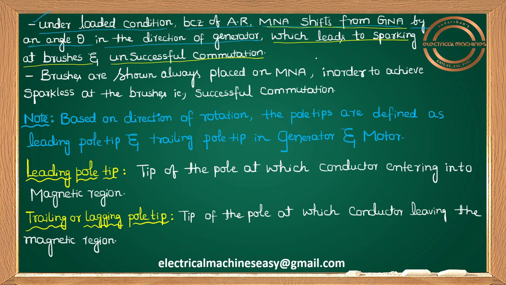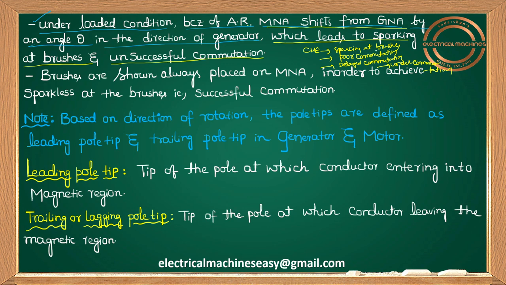I already told you, because of the cross magnetizing effect we have sparking at the brushes, or I can say unsuccessful commutation, poor commutation. I'll tell you, the commutation problem topic is there, you will have some clarity. Poor commutation, or I can say delayed commutation, or under commutation. So many problems will come into the picture.